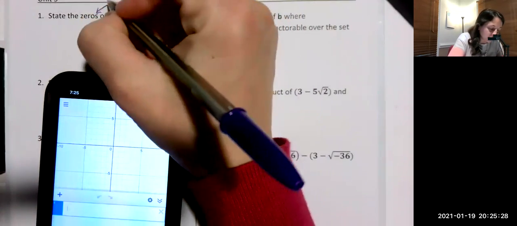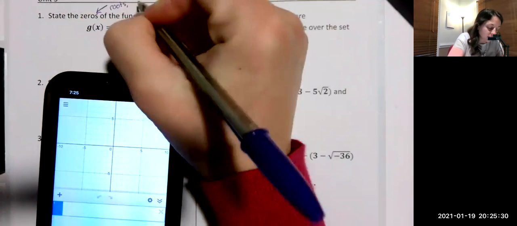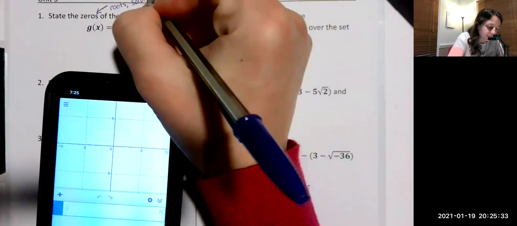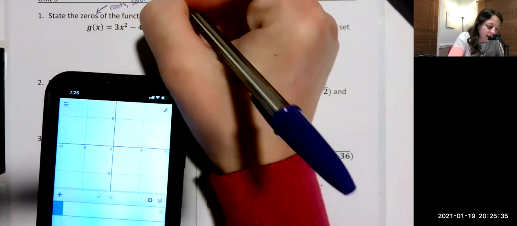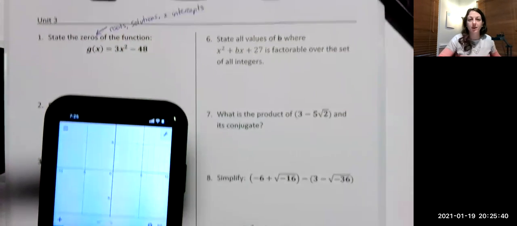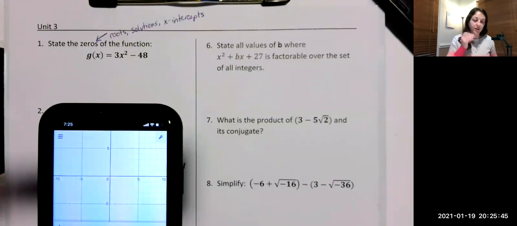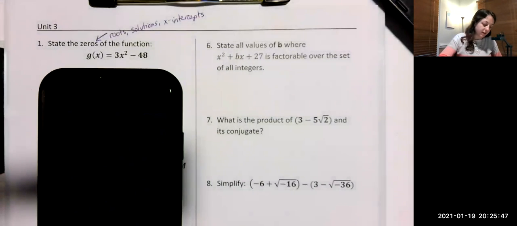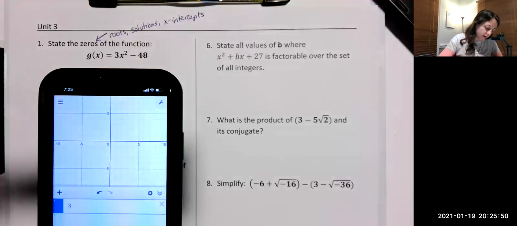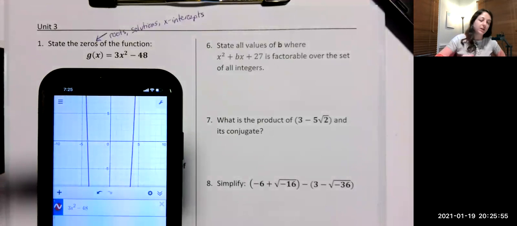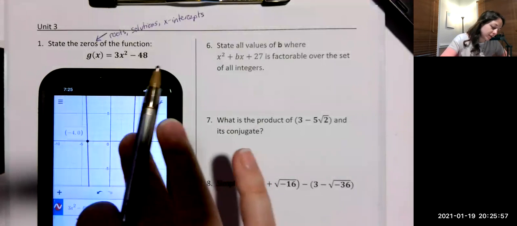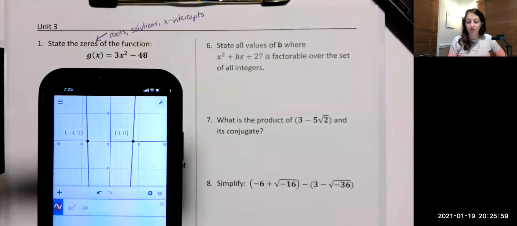When we talk about zeros, we need to remember there are other words for this. They could also be called roots, solutions, or they could be x-intercepts. I'm going to move the paper down so you can see what I wrote. There we go. So there are other words for zeros: roots, solutions, or x-intercepts. So when we graph these, we are going to look for where the graph touches the x-axis. So we see 2 locations of this, -4 and +4.